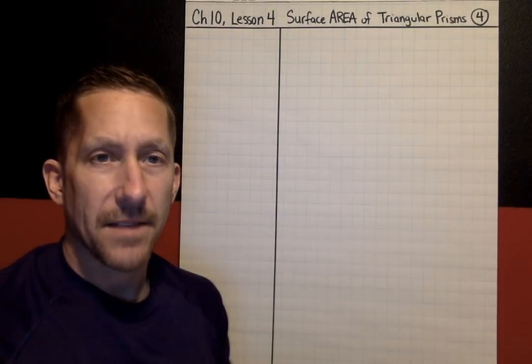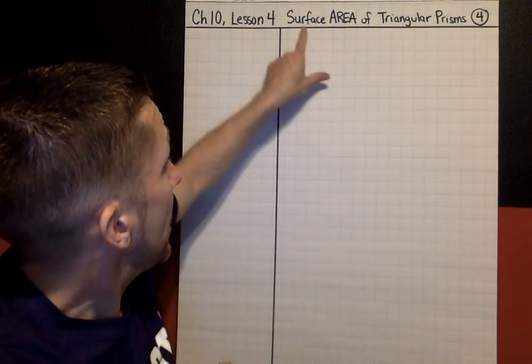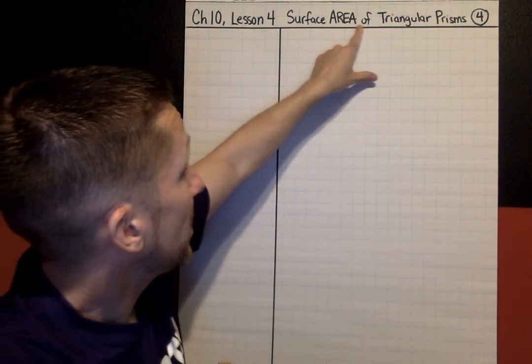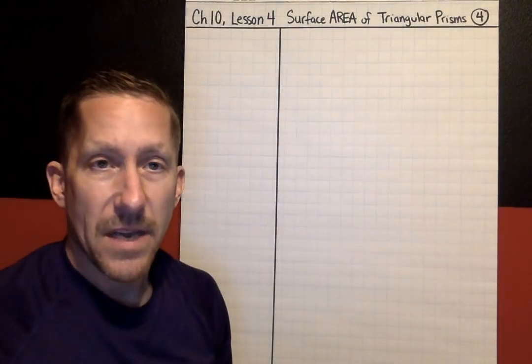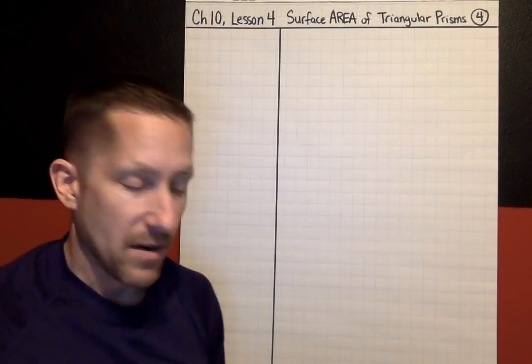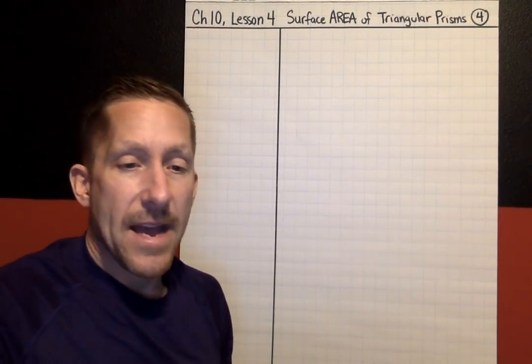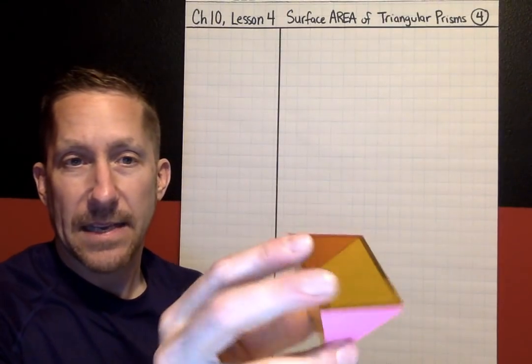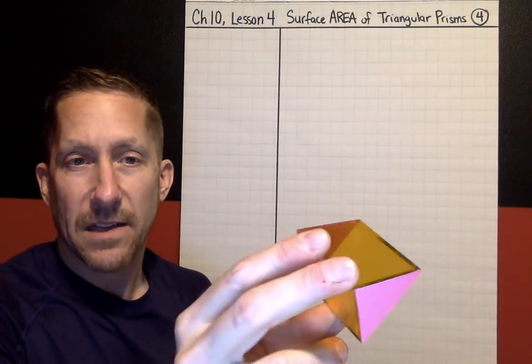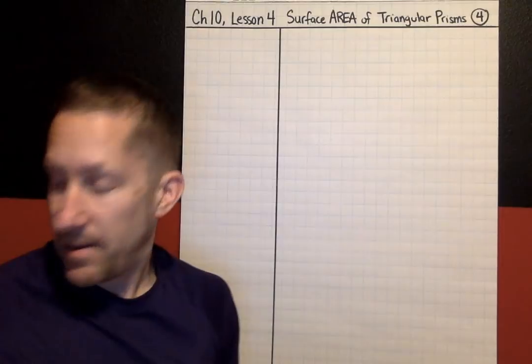The topic of this lesson is how do you find the surface area of a triangular prism? So again, we're going to be counting squares because area is squares. And remember that a triangular prism is something that looks like this. It's got parallel and identical bases that are triangles.